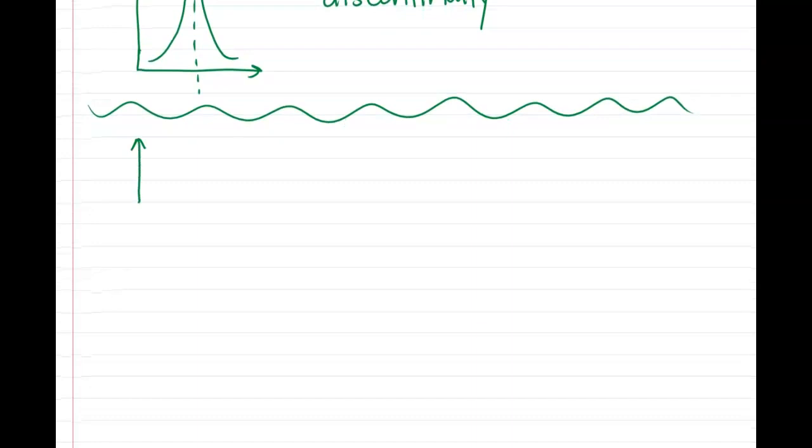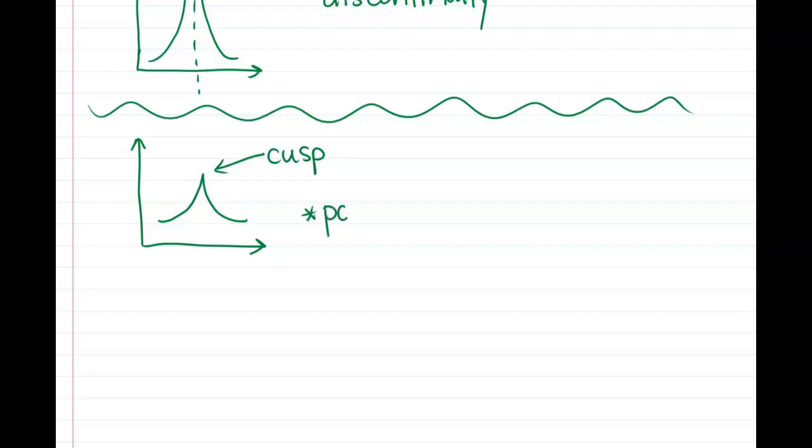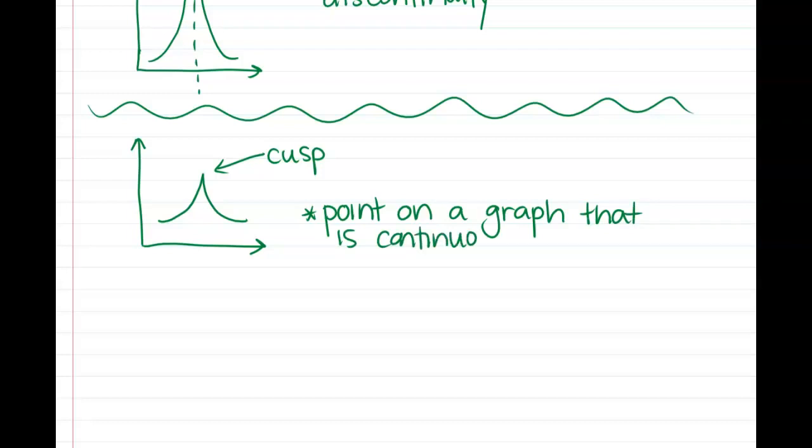So here's another thing you should be able to recognize. Let's say you have a graph that goes up and goes down like this. That funny little point is called a cusp. And a cusp is a point on a graph that is continuous but has no slope / instantaneous rate of change.